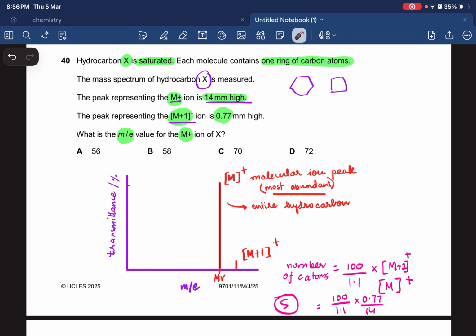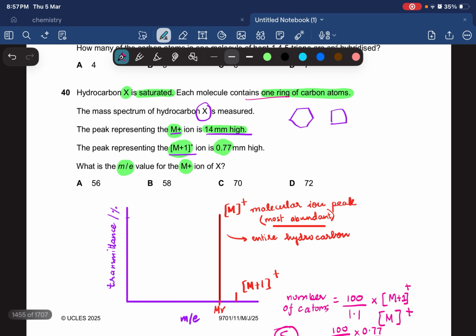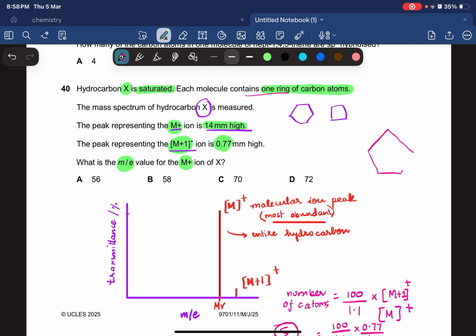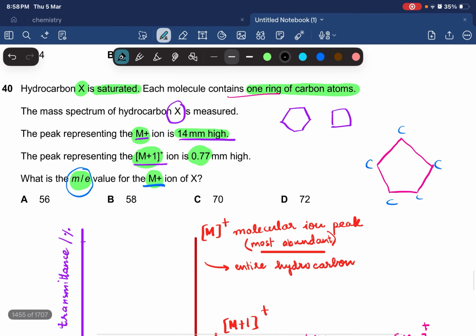Now I know that I'm going to have 5 carbon atoms in this saturated hydrocarbon, and they also told me that it contains one ring. So I have to make a ring with 5 carbon atoms. So that's going to be a pentagon because it contains 5 carbon atoms. I just calculated, and now what do we have to calculate? We basically have to calculate the mass to charge ratio of the M plus peak. That's the molecular mass. So if we add 5 carbons, and we know that since it's a ring, each carbon is going to have 2 hydrogens attached.